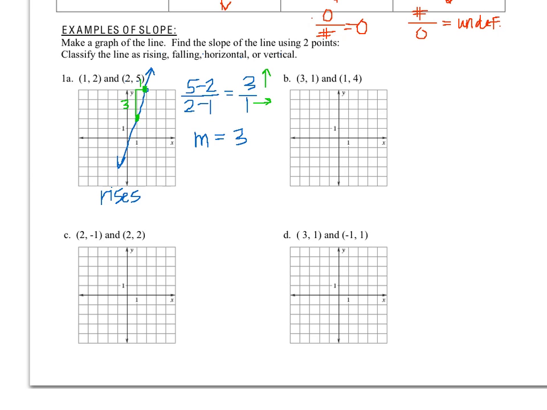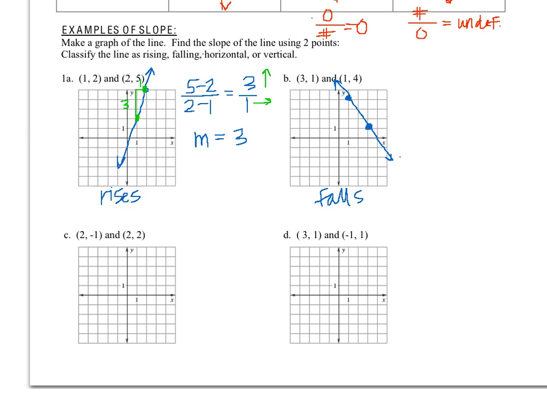I'm going to plot the point (3, 1) and the point (1, 4). And you can see as I connect these, let's try connecting them. I'm going to just erase that and try again. As you connect these, you should be able to see that the line is going down. There we go. So this means that the line falls. It falls from left to right.